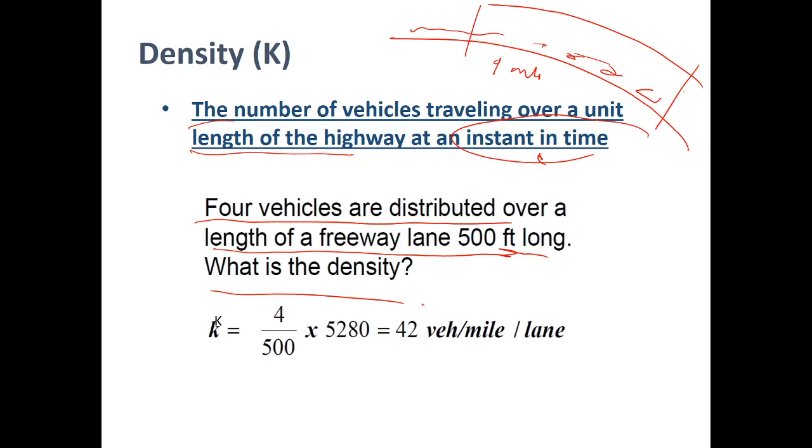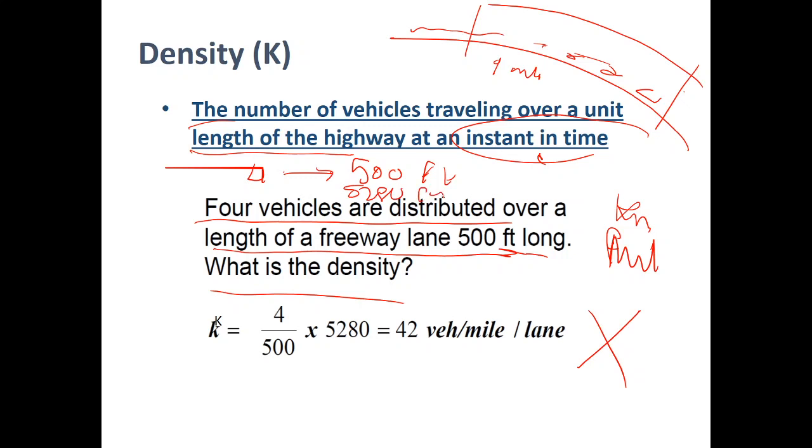Then what's the density? Usually the density is per kilometer or per mile. So we do just our X analysis here. So 4 vehicles per 500 feet. Then what is the value for your whole mile, which is how much? 5280 feet. Then you calculate here the 42 vehicles per mile.